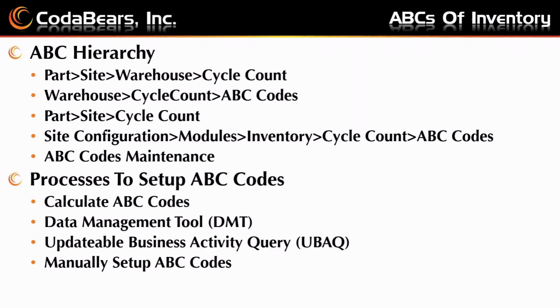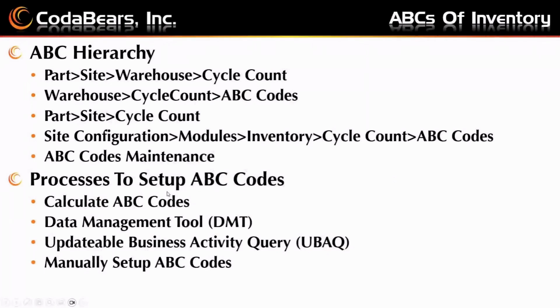Once you have determined where you want to set your ABC codes up, you then need to decide what process to use to set up the codes. Do you want to use part site warehouse cycle count to set up the codes? That's the most detailed area, and then warehouse cycle count ABC codes is next, and then part site cycle count and site configuration modules, inventory, cycle count ABC codes, and then finally ABC codes maintenance is the general one if you don't have anything defined in the previous locations.